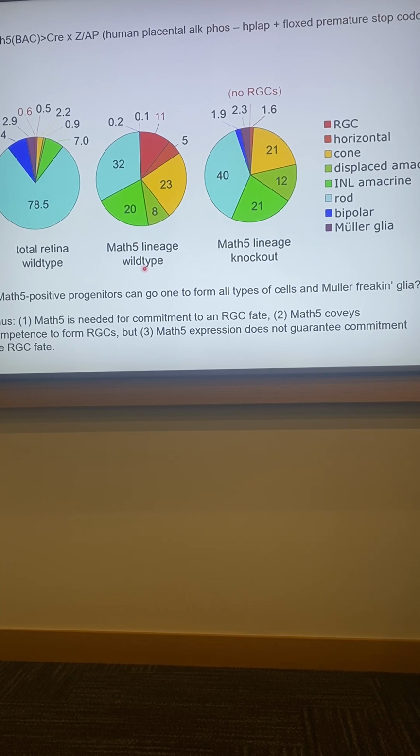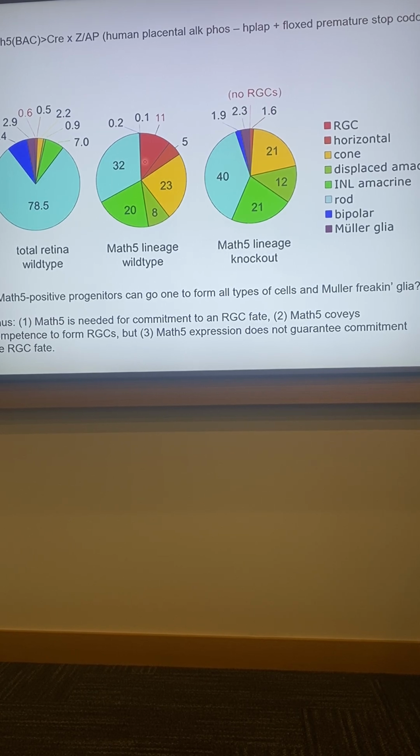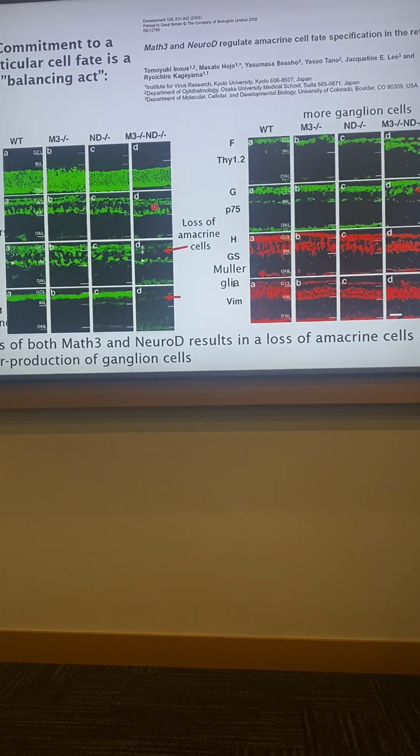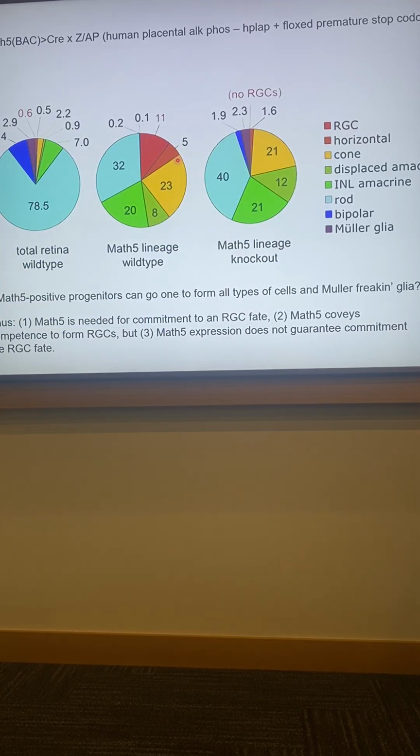So this is with the protein and the reporter. Look where all these cells become, which is pretty cool. Saying that MAF5 isn't the end-all be-all determinant of making ganglion cells, which are just right here, right? 11% total are ganglion cells. It means that if it is there, you have an 11% chance of becoming a ganglion cell, or you'll have it expressed, and for some reason, you'll become a rod photoreceptor, or a displaced amacrine cell, or an amacrine cell. Does that make sense?